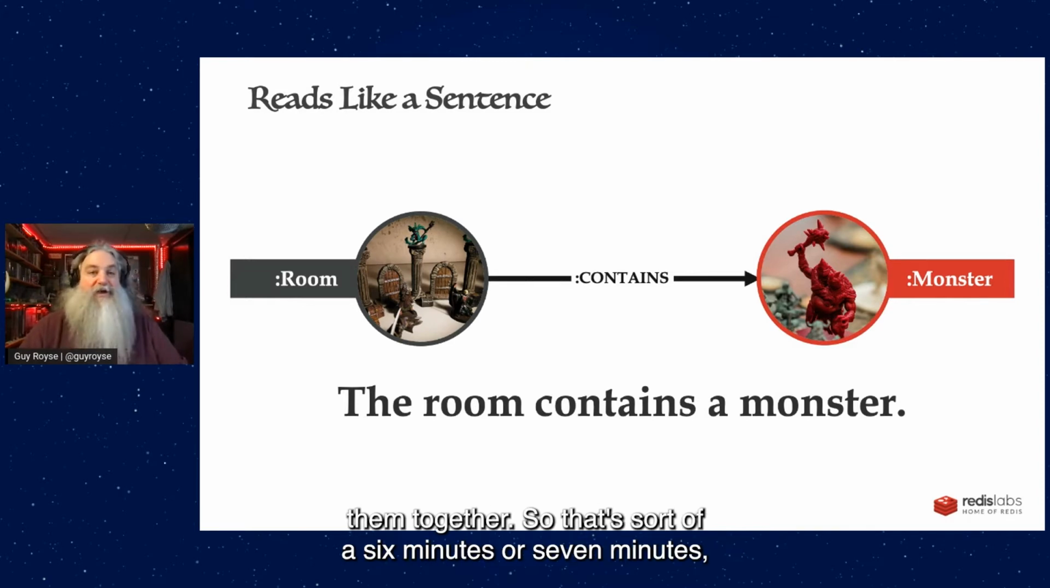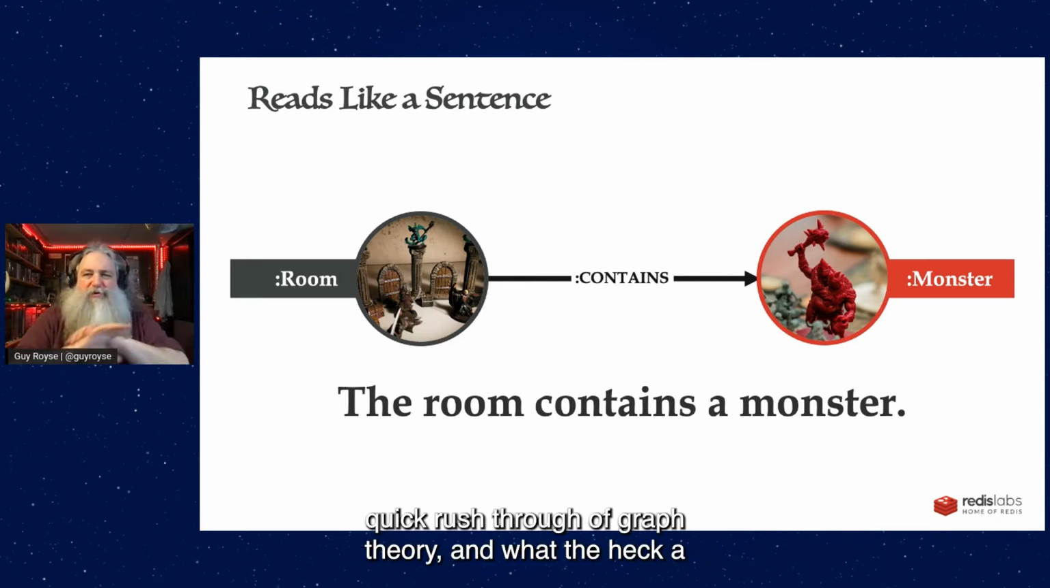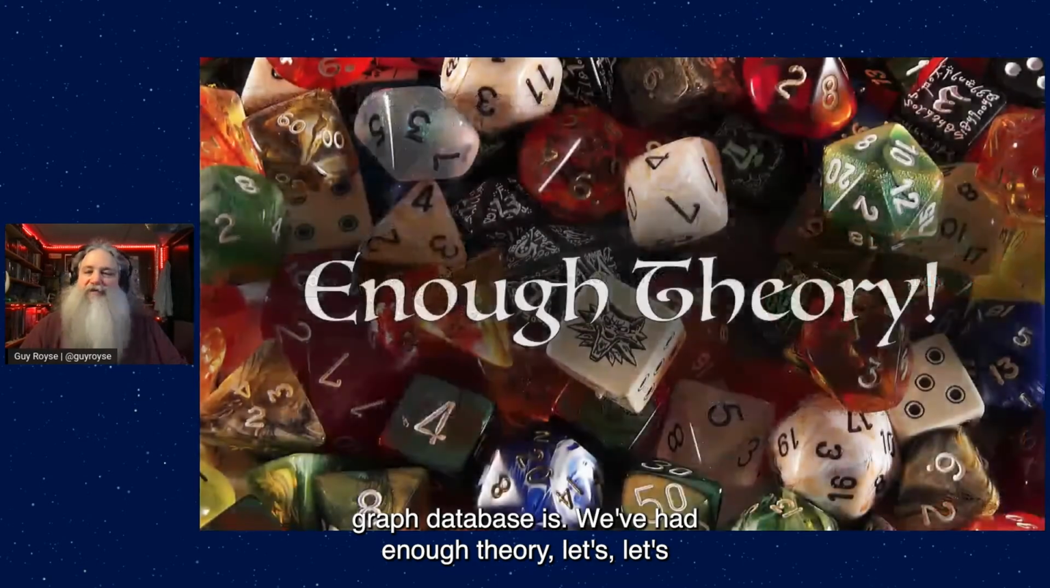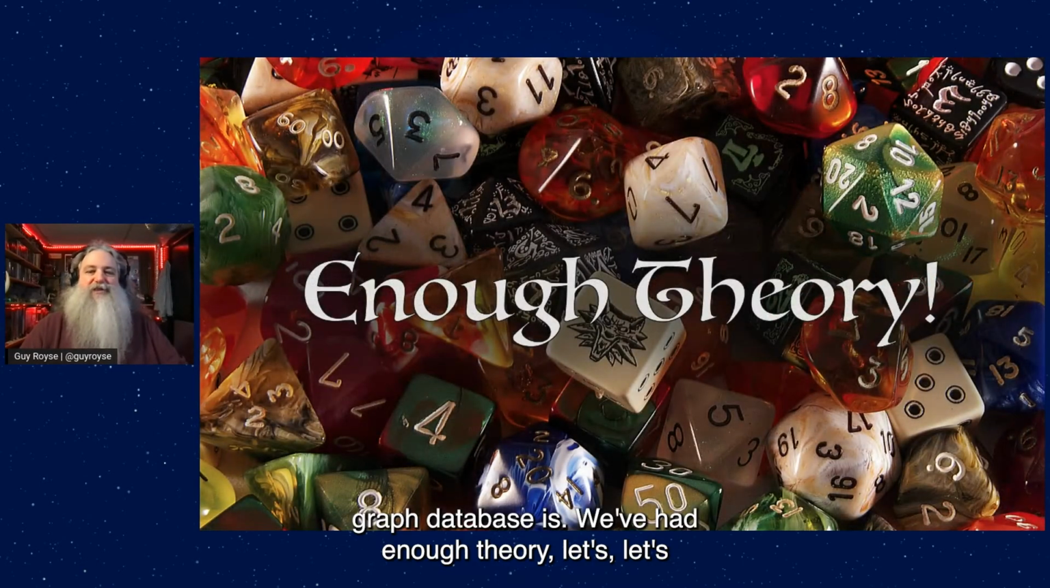So that's sort of a 6-minute or 7-minute quick rush through of graph theory and what the heck a graph database is. We've had enough theory. Let's solve our actual problem, right?